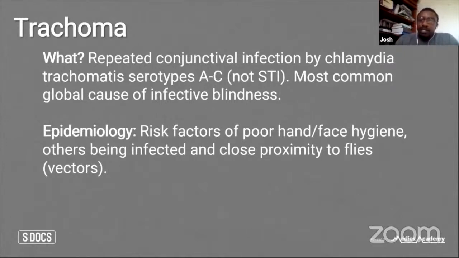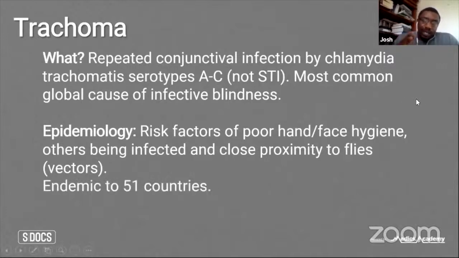In some respects, it's a bit similar to the epidemiological factors with onchocerciasis, because you get these endemic communities where everyone might be infected, they're spreading it to each other, and of course, again, flies are native vectors. So it is also endemic to 51 countries as well. So again, quite widespread, but not something that you necessarily see in the UK.